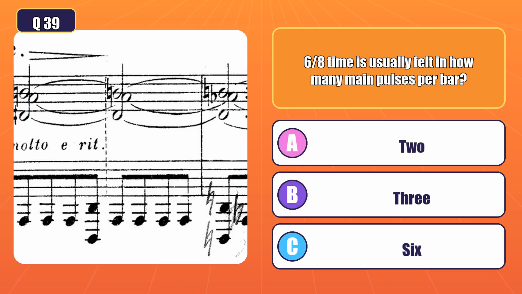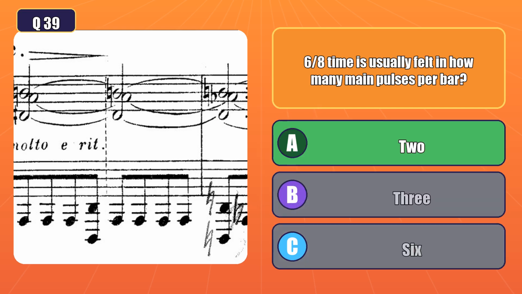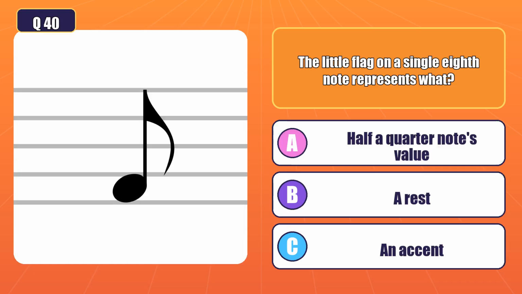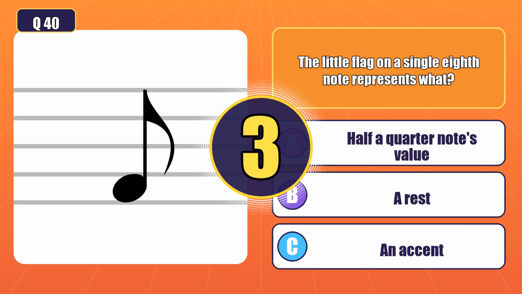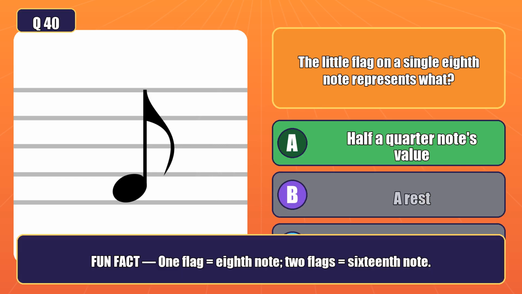Question number 39. 6/8 time is usually felt in how many main pulses per bar? The answer is 2. Fun fact, 6/8 notes group into 2 pulses of 3. Question number 40. The little flag on a single 8th note represents what? The answer is half a quarter note's value. Fun fact, 1 flag equals 8th note, 2 flags equals 16th note.